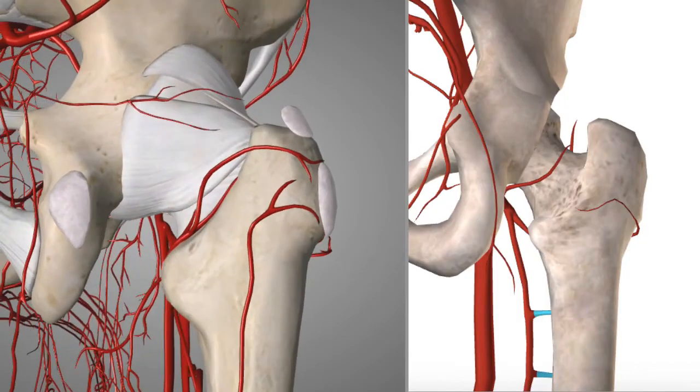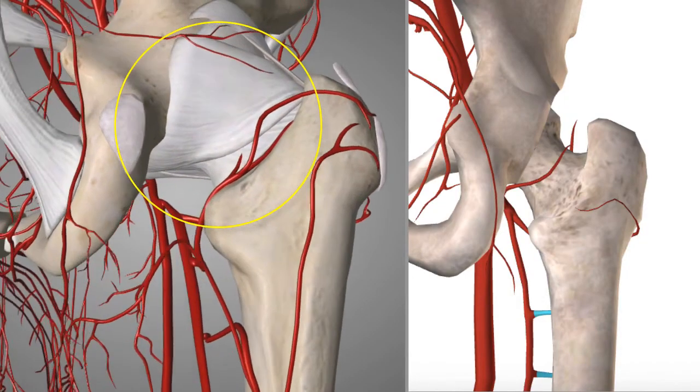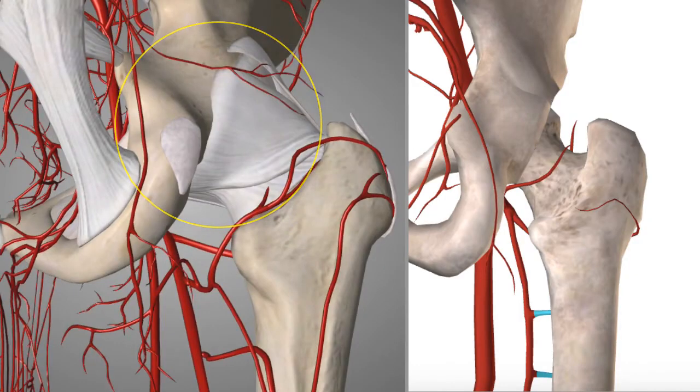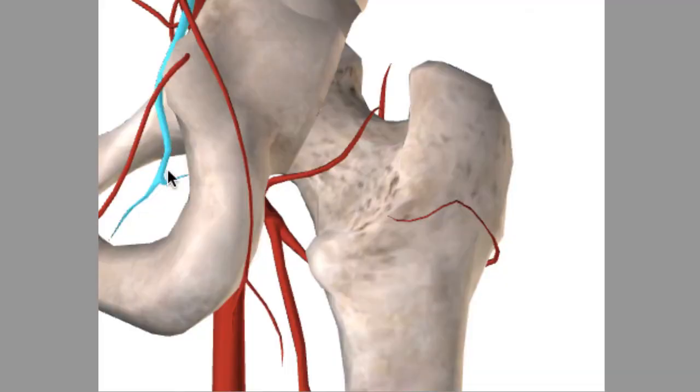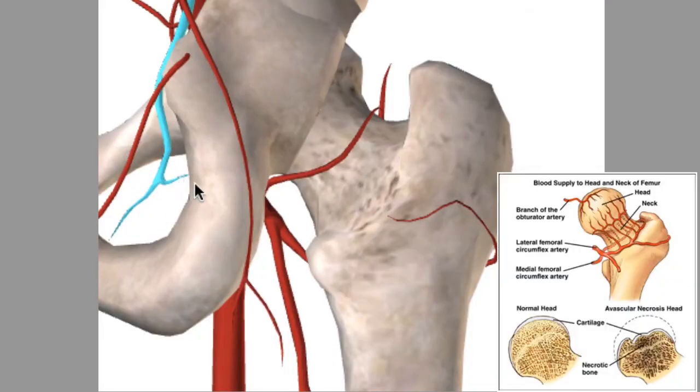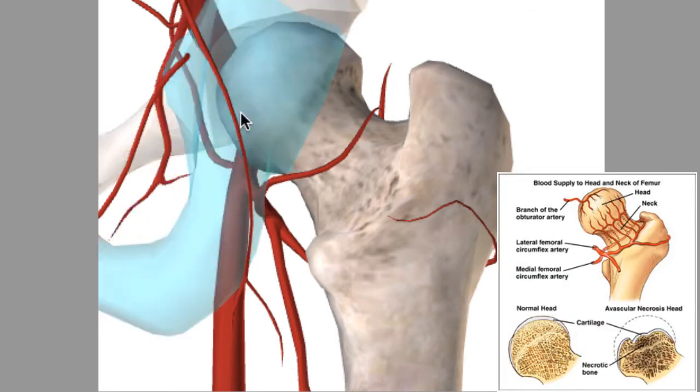The tiny branches of these vessels, the retinacular arteries, are sent along the capsule of the hip joint to assist the artery of the head of the femur, a branch of the obturator artery, in supplying the head of the femur. The branch of the obturator artery, which comes here along the ligament of the head of the femur, is insufficient in adults. That's why intracapsular fractures of the neck of the femur with damage of the retinacular fibers of the capsule commonly lead to avascular necrosis of the femoral head.